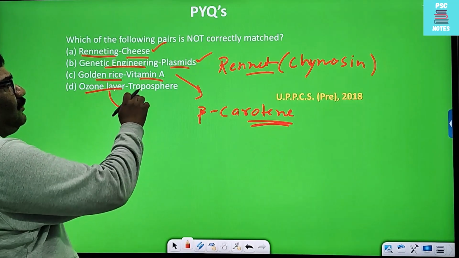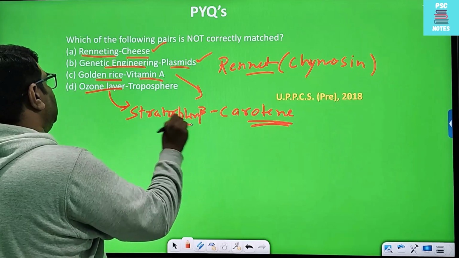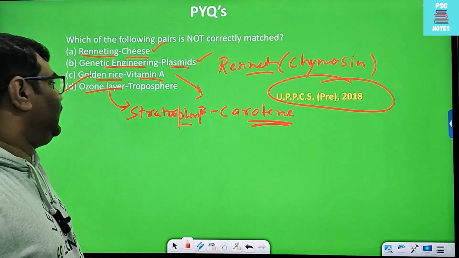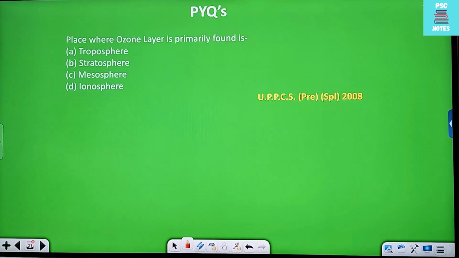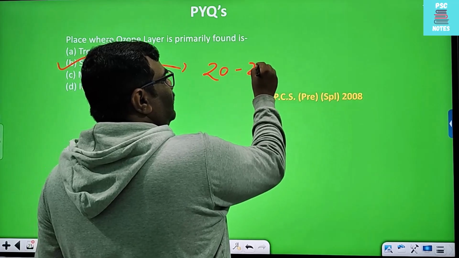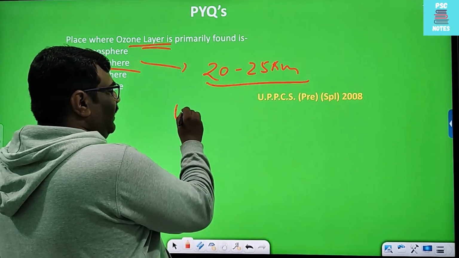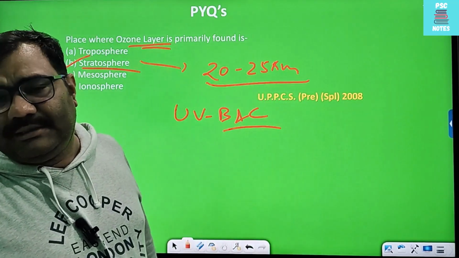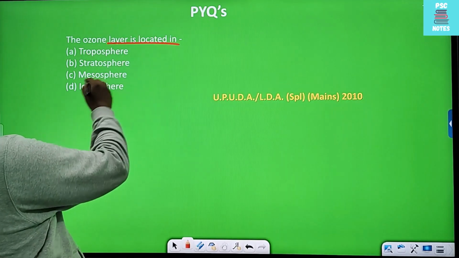We have already covered that the ozone layer is in the stratosphere. So which option will it be? D. It was asked in UPPSC prelims 2018. Now the next question: the place where the ozone layer is primarily found is the stratosphere. Where is the maximum concentration? 20 to 25 kilometers. What does the ozone layer protect us from? From harmful ultraviolet B and C radiation. If these pass through, they will cause skin diseases and other problems. The ozone layer is located in the stratosphere.